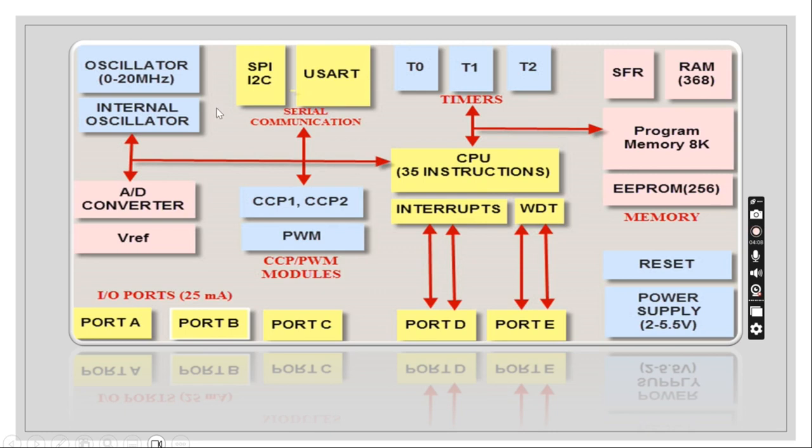And our architecture of PIC microcontroller. We have been using CPU with 35 instructions, interrupts, WDT, which is known as watchdog timer, and we also have five ports. Those are port A, port B, port C, port D, and port E. Port D is used for interrupts, which can have inputs and also outputs. Port E, which is a watchdog timer, where we can have both inputs and outputs.